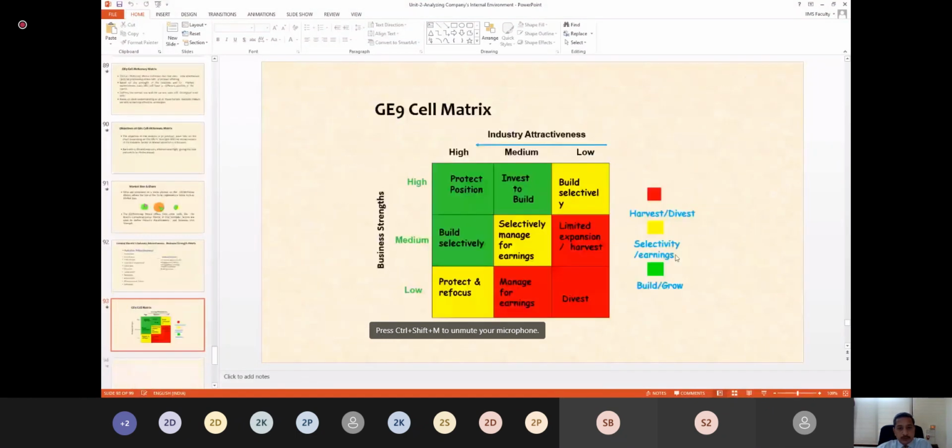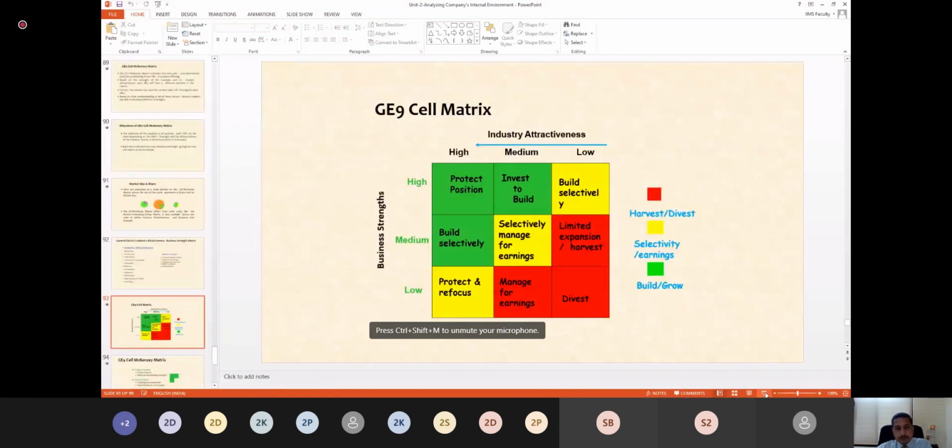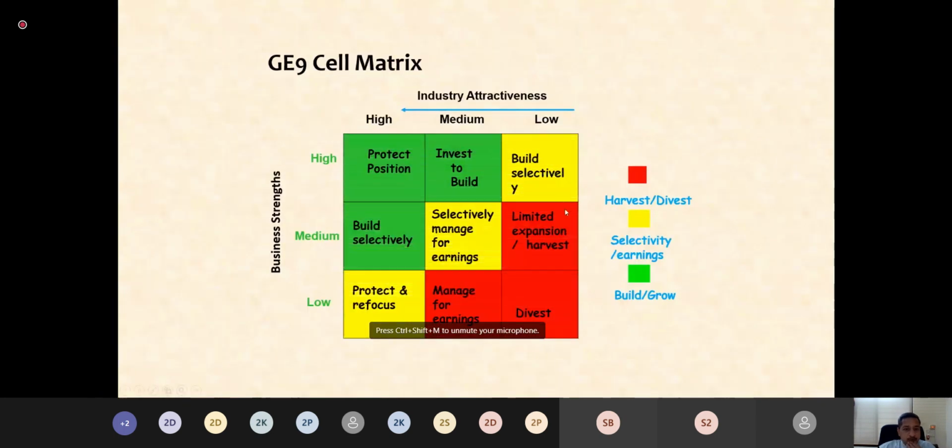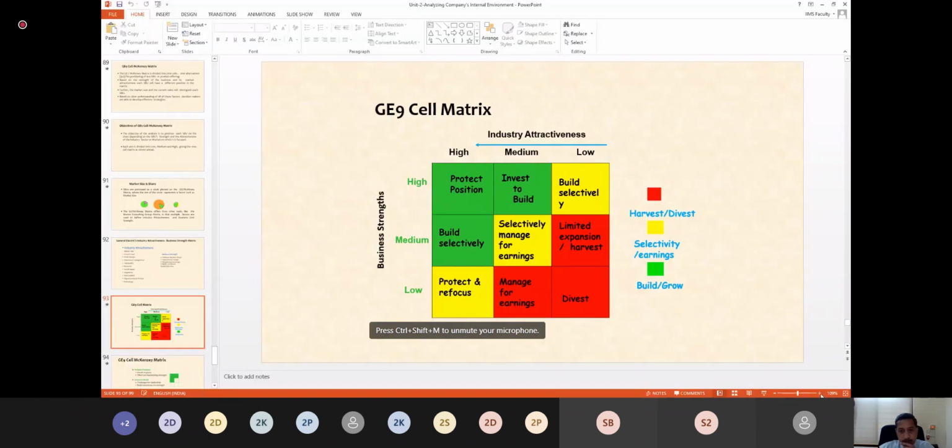So this G9 cell matrix we were discussing. In this you'll be able to see there are 9 cells. If we take this first cell, that is protect position.